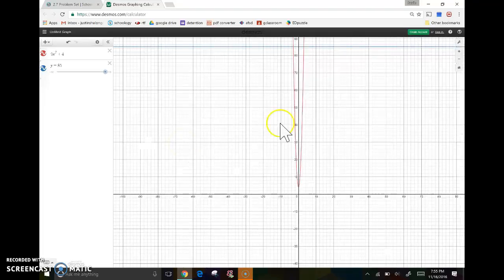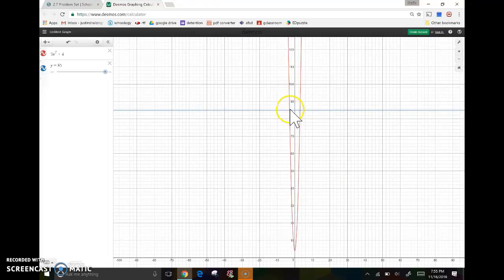Okay, so there's the line. Perfect, 2 lines are intersecting. Where are they intersecting? There we go: negative 3 and positive 3.